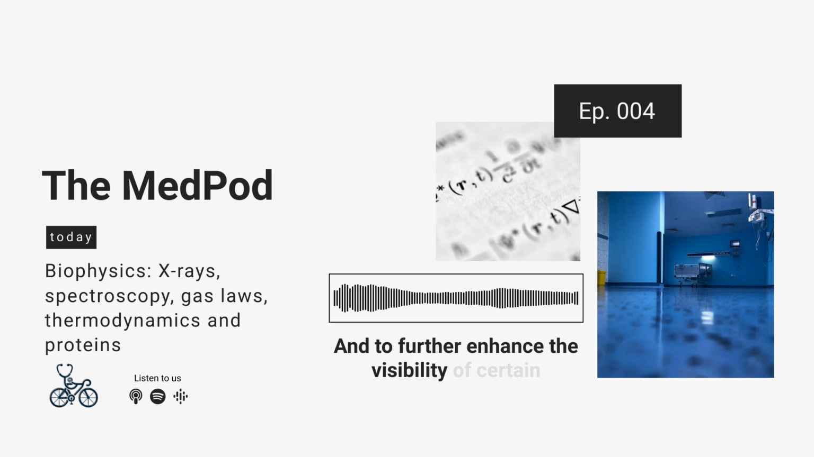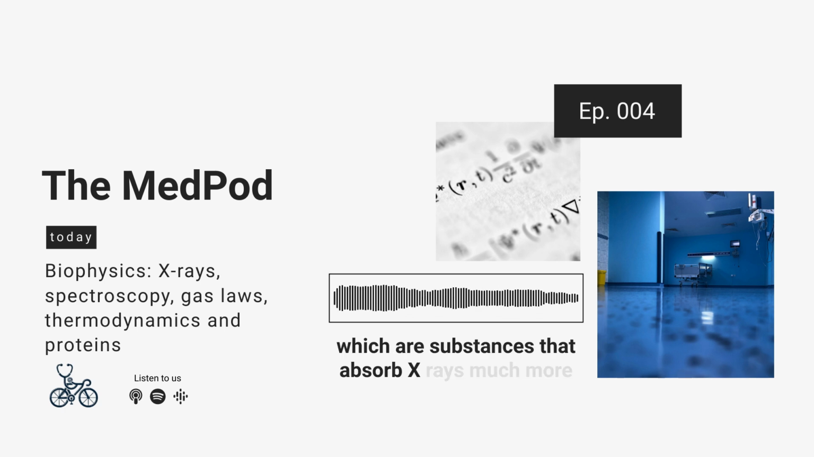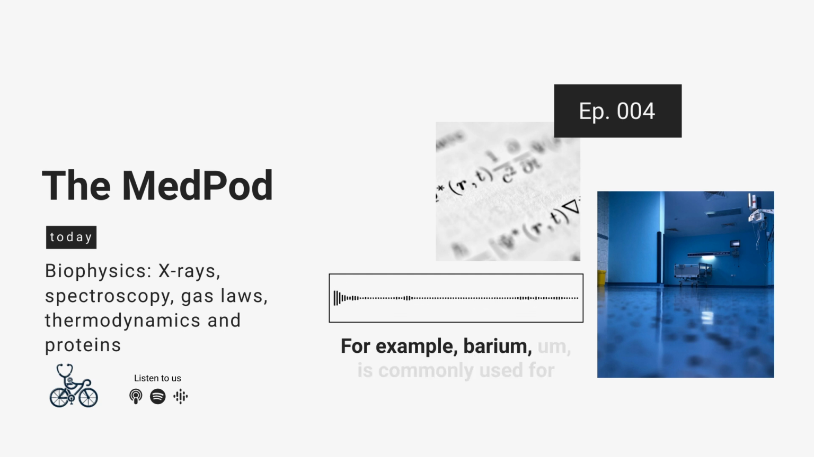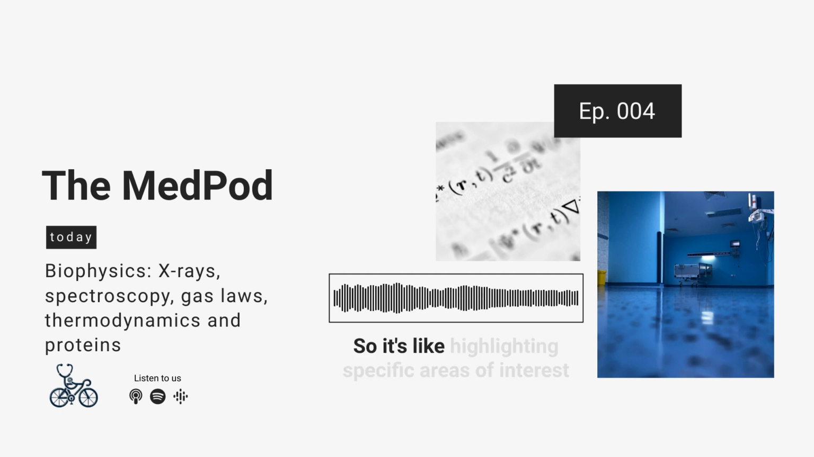And to further enhance the visibility of certain structures, doctors often use contrast materials, which are substances that absorb X-rays much more strongly than surrounding tissues. For example, barium is commonly used for imaging the gastrointestinal tract. So it's like highlighting specific areas of interest on the X-ray map. Exactly. Clever.